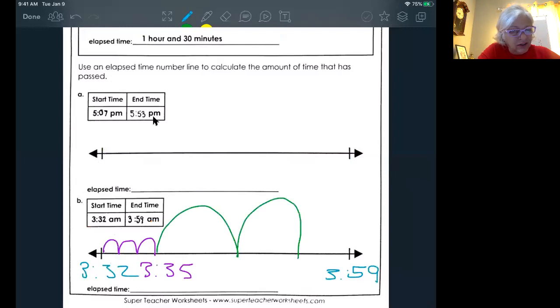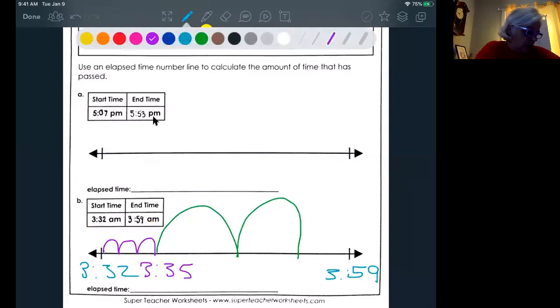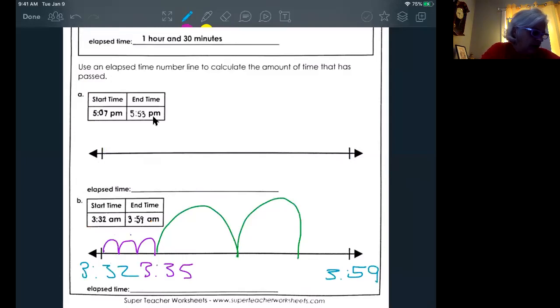Can we do another 10? No. Could we do a 5? No, that would give us too much. So we have to stop and we have to use our rocks. So we are at 3:32. Let's count it again. 3:33, 3:34, 3:35, 3:45, 3:55, 3:56, 57, 58, 59. And there we go.